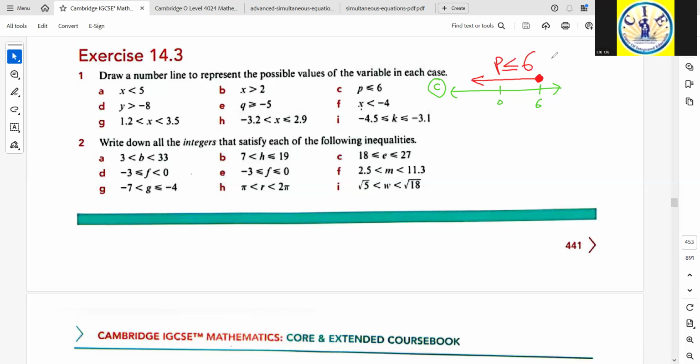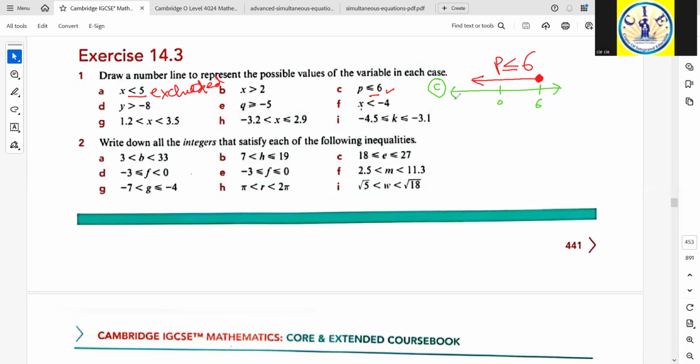So this is the difference between an open and a closed inequality. That means the end number is to be included in the case of a closed inequality, but the end number is to be excluded in the case of an open inequality.